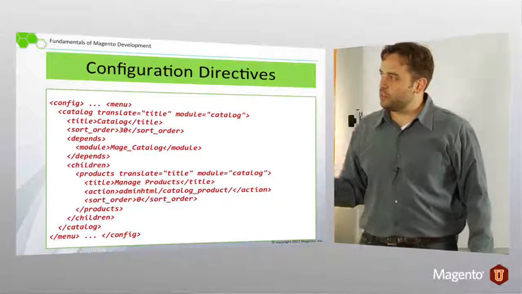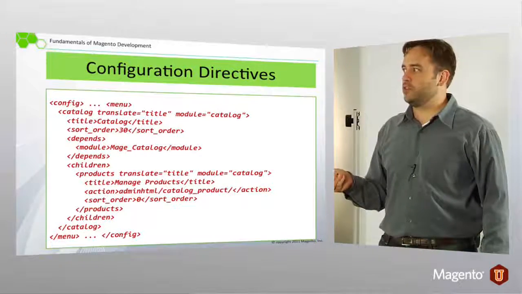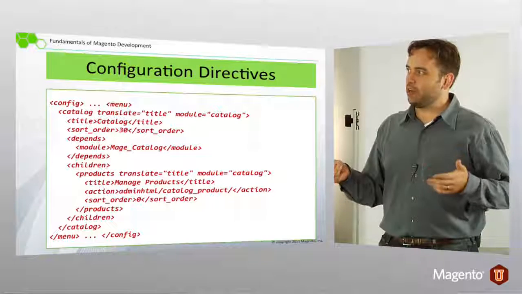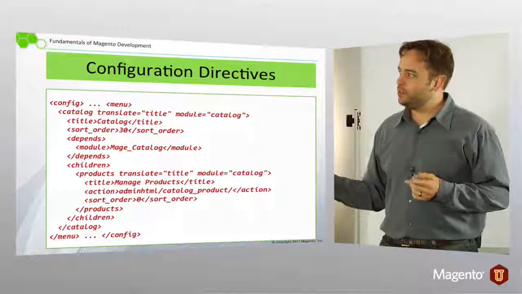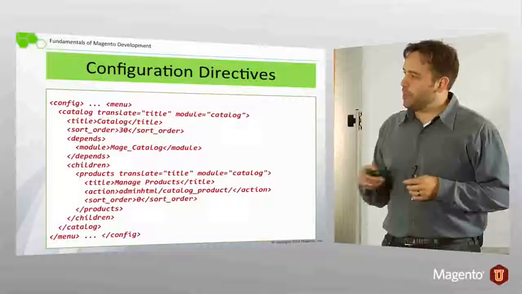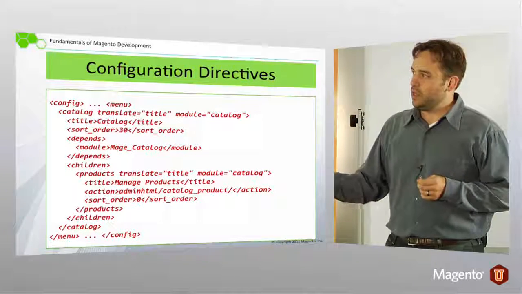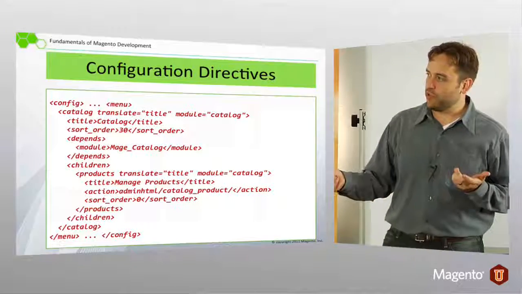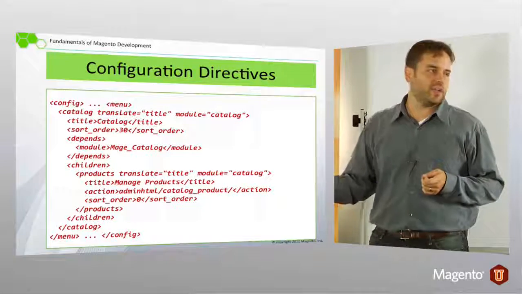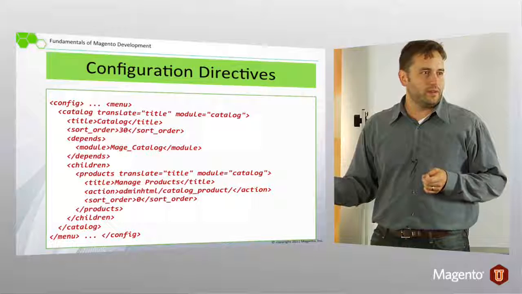So then you can also set up a dependency, declare the module. Of course, catalog would depend on Mage catalog being loaded. All right, so then we define children of that catalog node. And in this case, one of the children is products. Well, this is how our manage products menu item gets established.